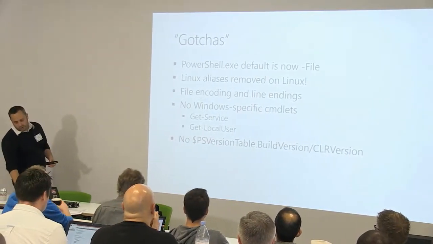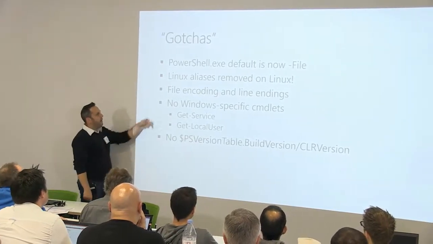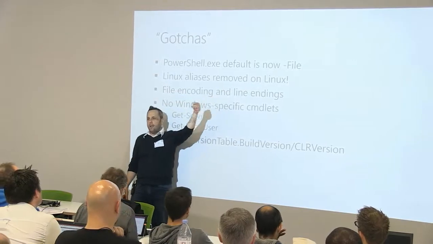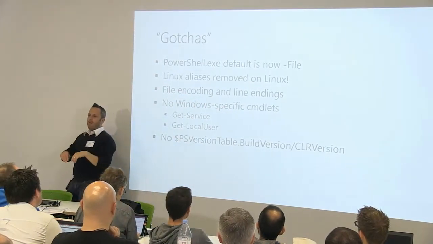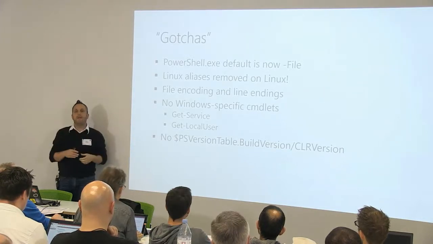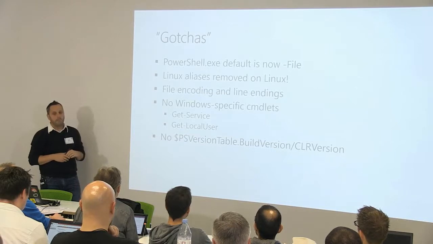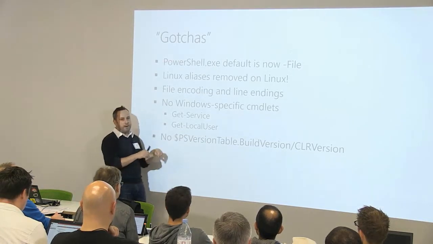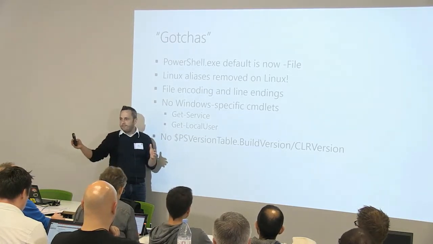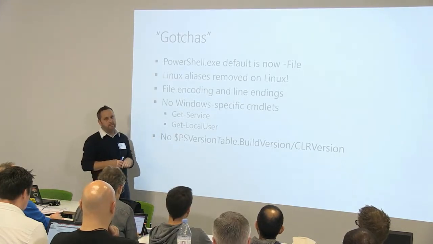Some gotchas. When you run PowerShell.exe, the default is now file. It used to be command, so you used to be able to run PowerShell and then just run a command. That no longer works. The default is now file. I've got an example of this. If you run PowerShell and then you just type something, it's going to try and convert that to a file path to run the script, rather than run a command.